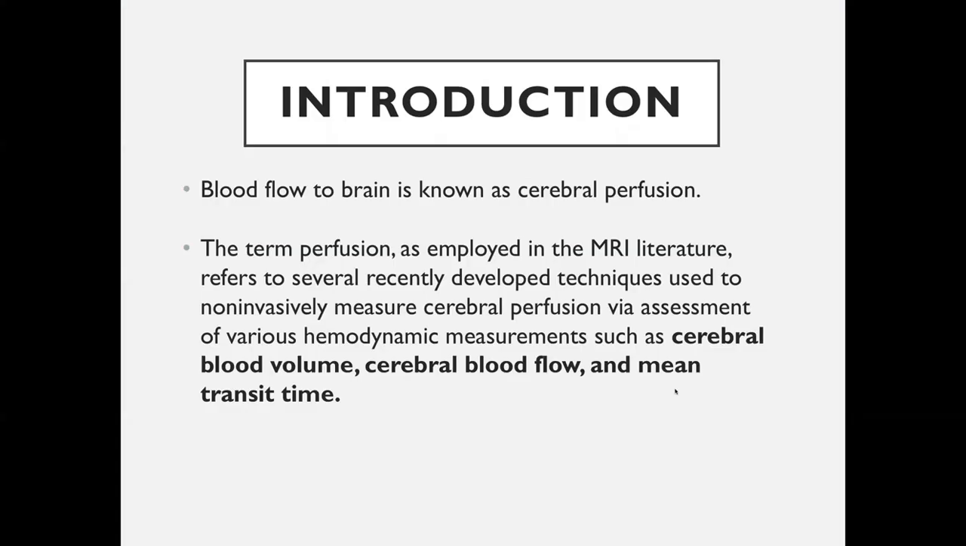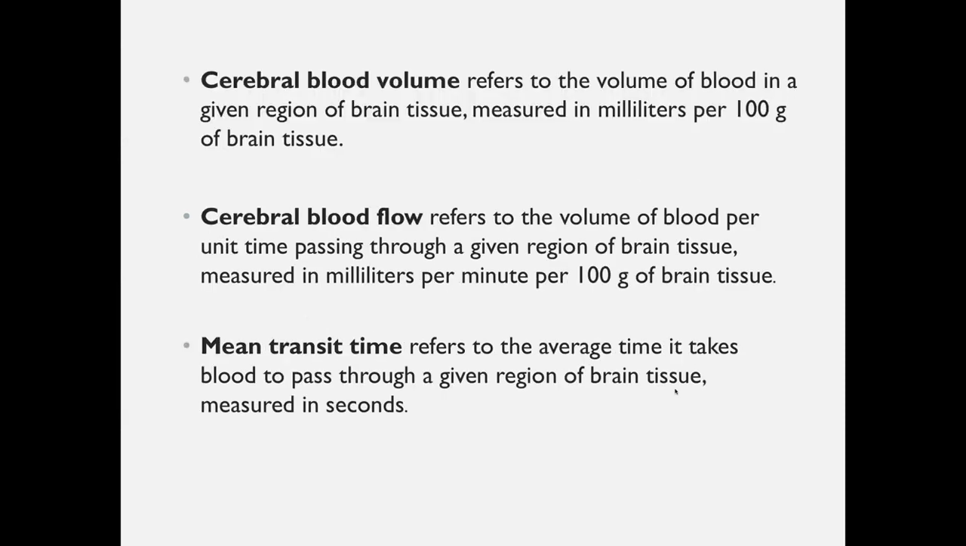how we interpret it, and in the last few examples, what its applications are and how it helps us. The flow of blood to the brain is known as cerebral perfusion, but for us as radiologists in MRI literature, cerebral perfusion is measured by certain hemodynamic parameters: cerebral blood volume, cerebral blood flow, and mean transit time. We are just interested in how we obtain these three parameters so that they can be applied to help us in intracranial lesions.